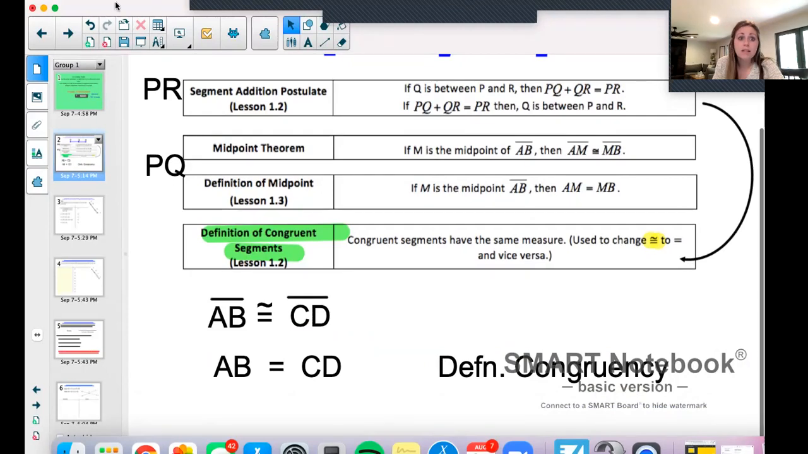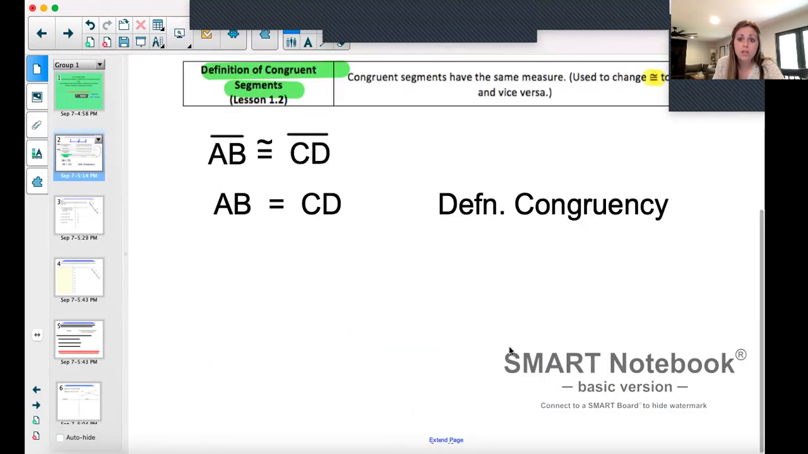Now that I have it in that format, I am free to add things to both sides. So I can add 5 to both sides by the addition property of equality. I can add another measure of a segment to both sides over here if I need to. And I can do that by the addition property of equality, and so on and so forth. I can look at a diagram.